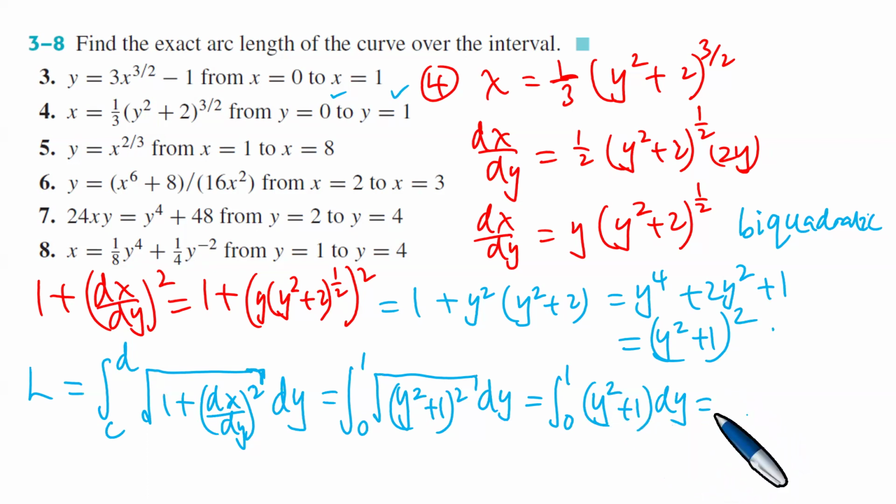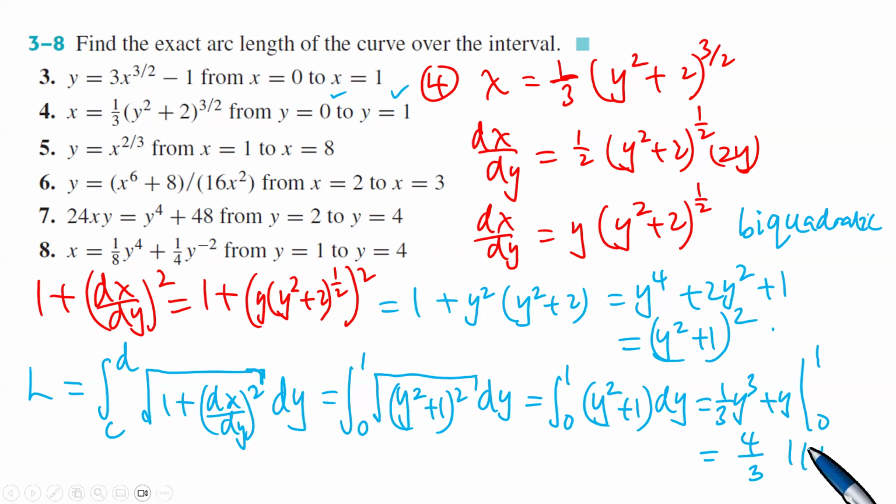If you find the integral of this, 1 out of 3 y cubed plus y, and then obviously this is performed from 0 to 1. You substitute the 1 and then the 0 goes away. And substitute the 1, you get 1 over 3 plus 1, you get 4/3. 4/3 cubic units. Right, it is my hope that so far so good.